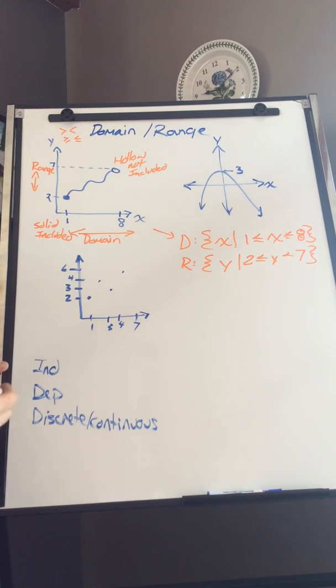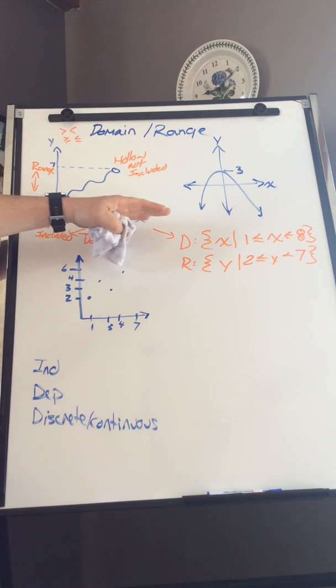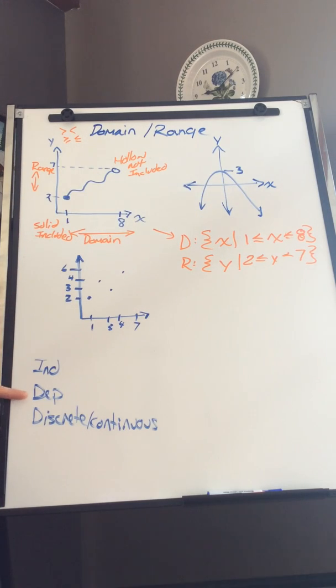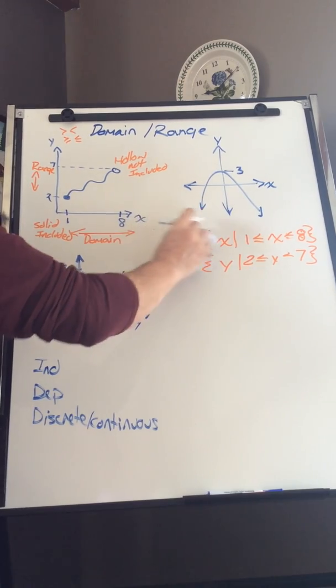Now, leading into some other stuff, down here I have independent and dependent written. Independent is always the domain, and it's always the horizontal. Dependent is always the vertical, and it's always the range. So, that was that one.